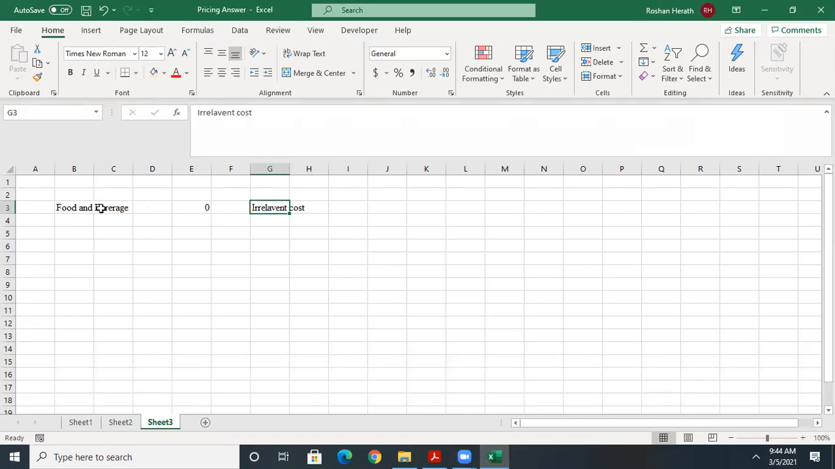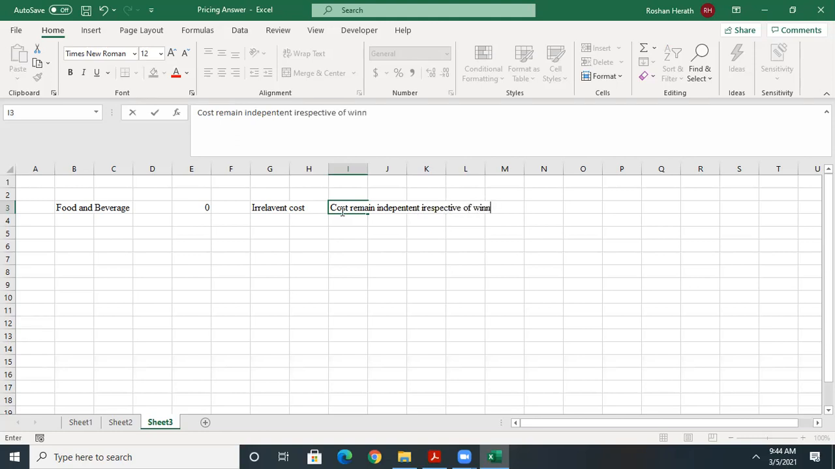So I told you that the beverage cost is an irrelevant one because that does not decide the cost, it remains independent irrespective of winning or losing the case. contract එක දිනුවත් නැතත් මේ cost එක තියෙනවා. ඒකට ඒක cost remains independent. So ඒක relevant cost එකක් නෙමෙයි.